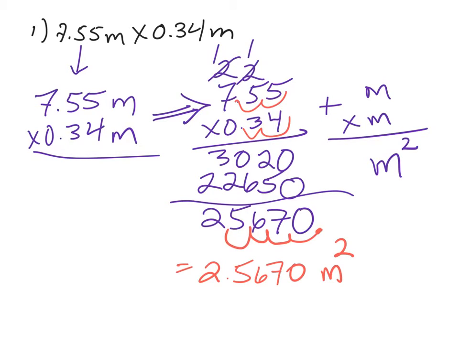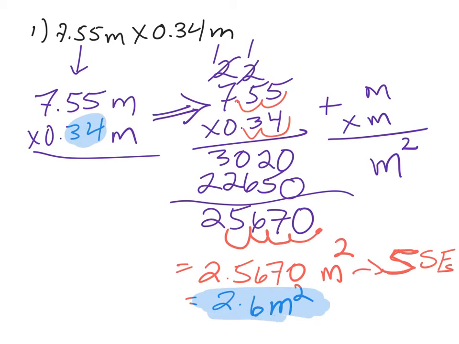But you have to think about how many significant figures each number in the calculation had. This has 5 significant figures, but 0.34 only had 2. So in reality, this is 2.6 square meters. And that is the correct answer, 2.6.